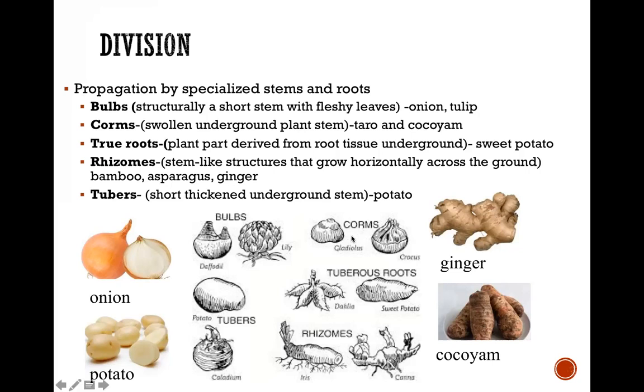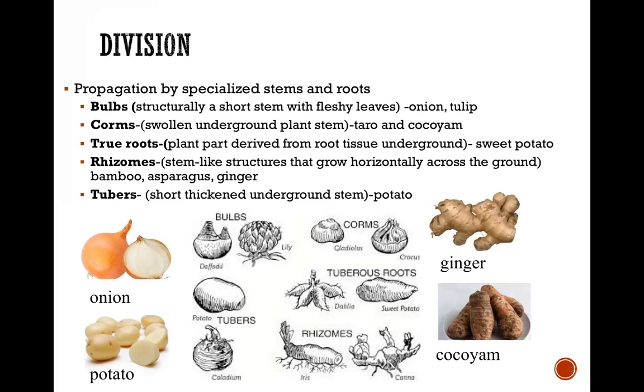Now its cousin is the corm, and it looks very similar, and it's depicted right here. If you were to slice it open, you would see that it doesn't have any leaves, but it's just a swollen underground stem. And then it makes roots off of the stem. Some of the food crops we'll talk about later that have this corm structure are the taro or cocoyam.